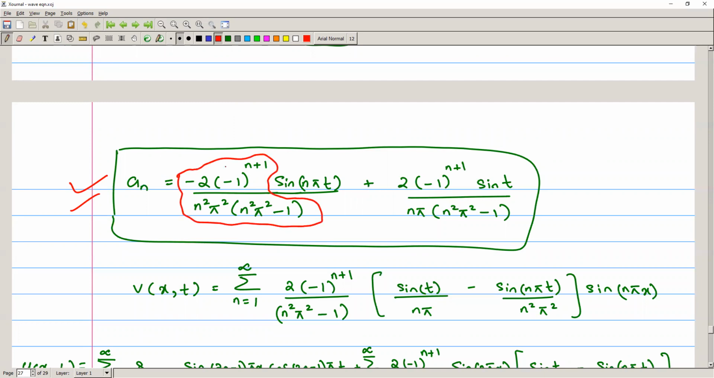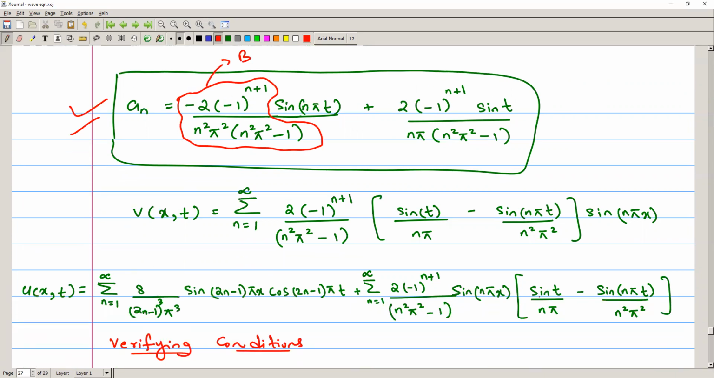All right, so it was b times sine n pi t, so this is b, then plus 2 times (-1) to the power n plus 1 sine t over the denominator here, right? So now we can write v of x,t in the form of summation, because we already said that it's equal to the summation of a_n sine n pi x. So a_n we found here, from n equals 1 to infinity. Now we can plug in this whole a_n times the eigenfunction.